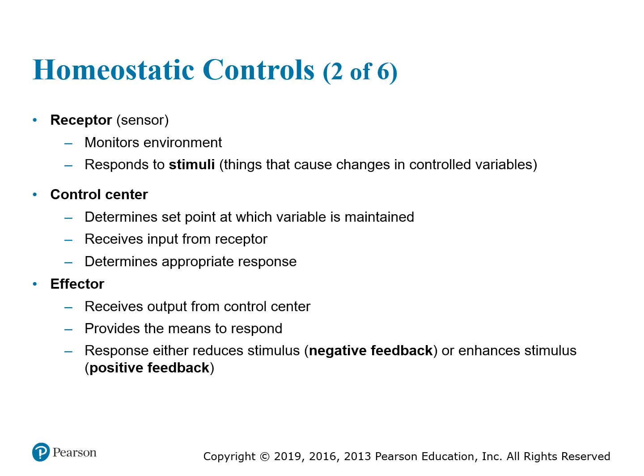The control center, of course, is monitoring this base set point. This is the level that you want the variable at. It receives input from the receptor that something has changed and we are deviating from that set point, and now it's going to determine how to respond to that. And it responds to that by sending an output to the effector. The effector provides you the means to respond.